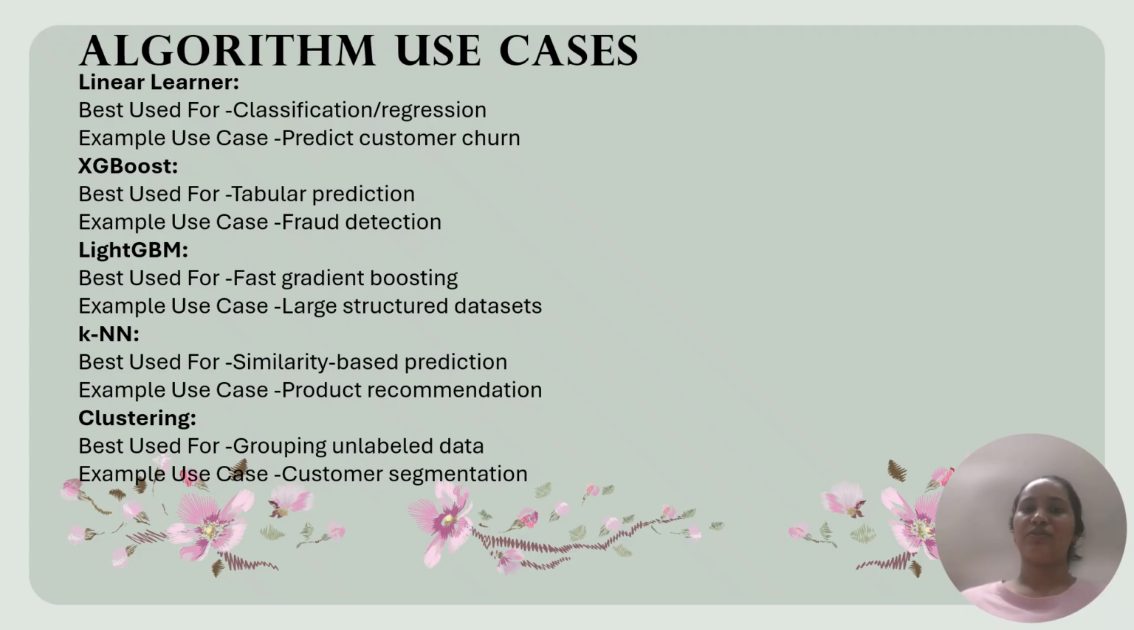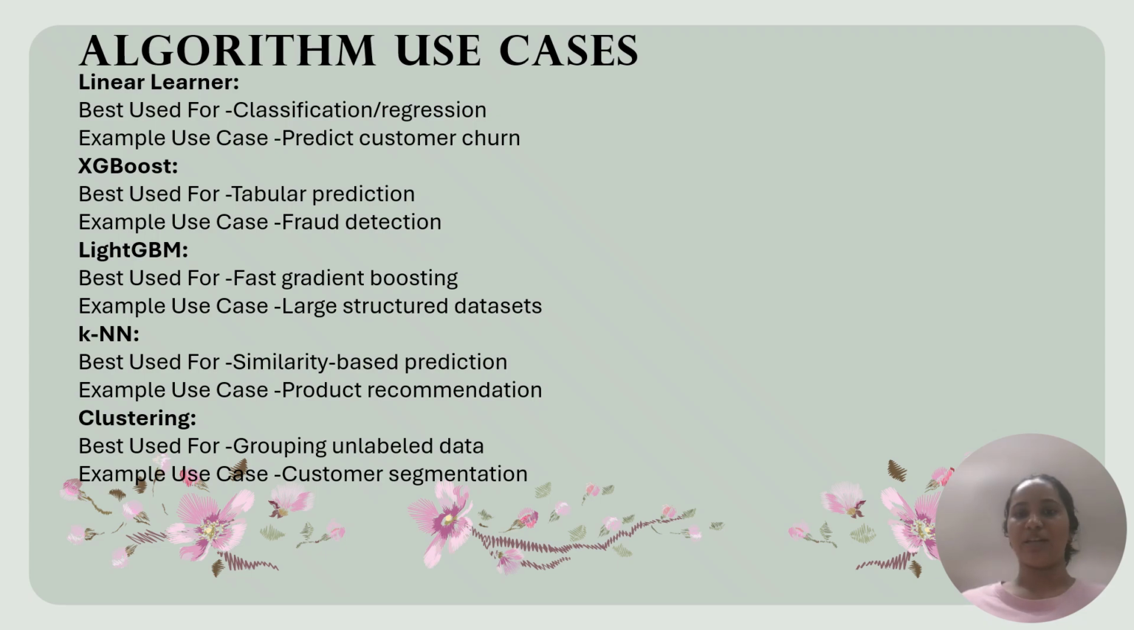It is widely used in industries such as finance and banking. A common use case is fraud detection, where the model analyzes transaction patterns to identify suspicious activity. Another powerful algorithm is LightGBM. Like XGBoost, it is a gradient boosting algorithm, but it is specifically optimized for speed and efficiency. It works particularly well with large structured data and is often used when organizations need fast training time while maintaining high accuracy.